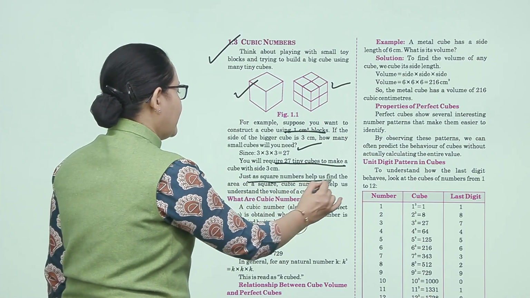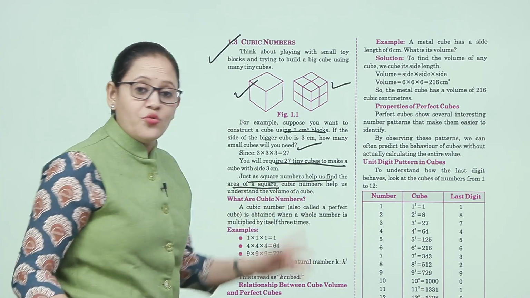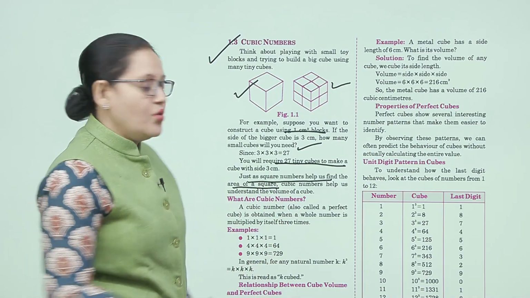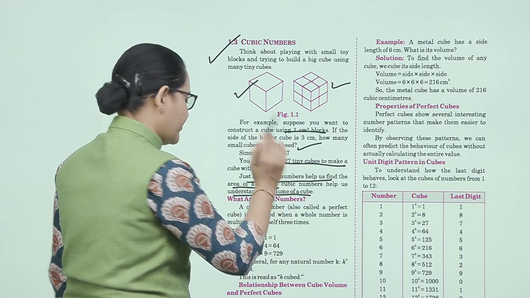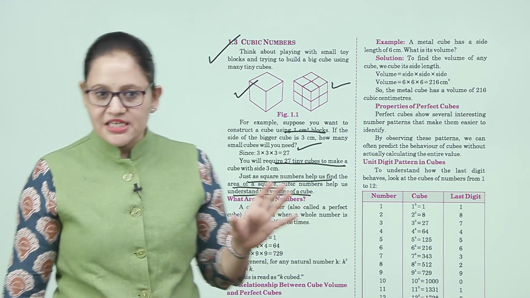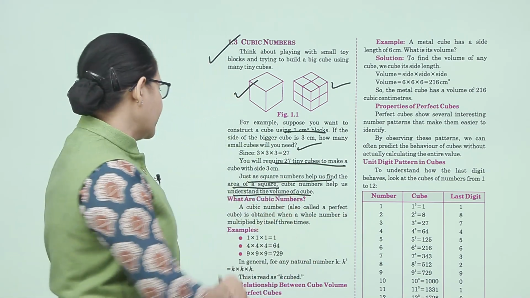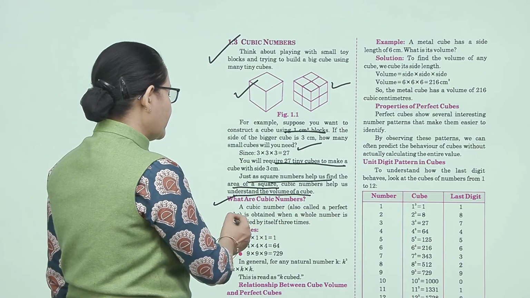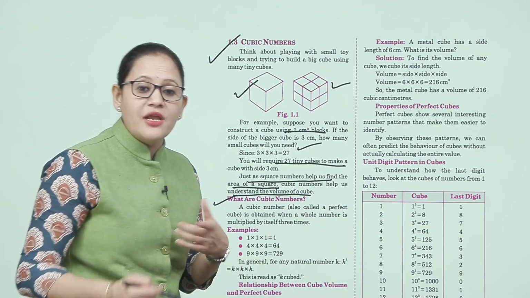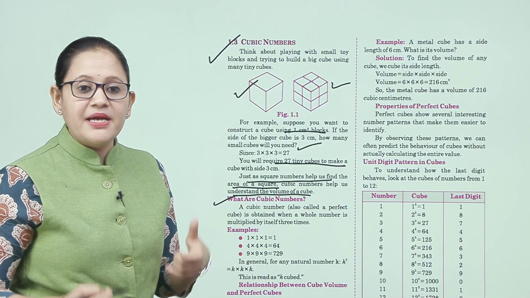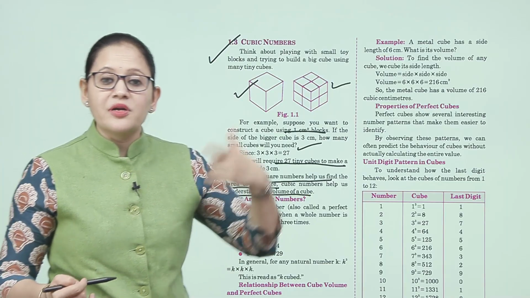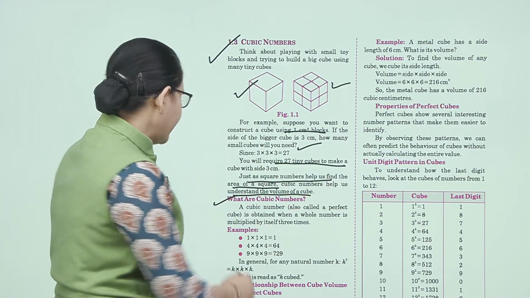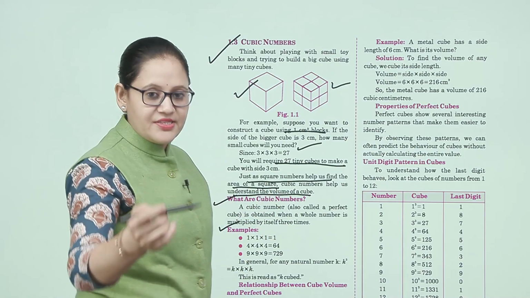Just as square numbers help us find the area of a square, cubic numbers help us understand the volume of the cube. Now, what are cubic numbers? The cubic numbers, also called perfect cubes, are obtained when a whole number is multiplied by itself 3 times. For example, 1 into 1 into 1 is 1.